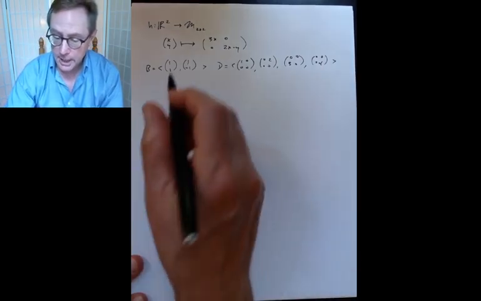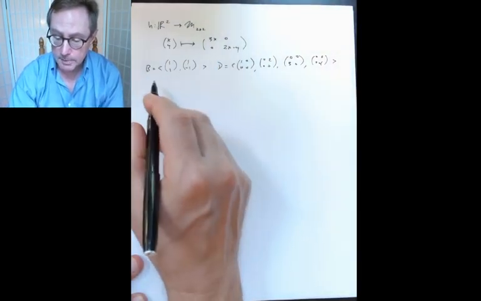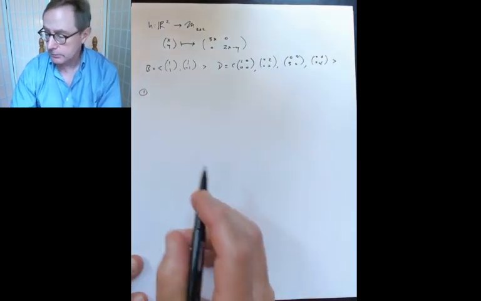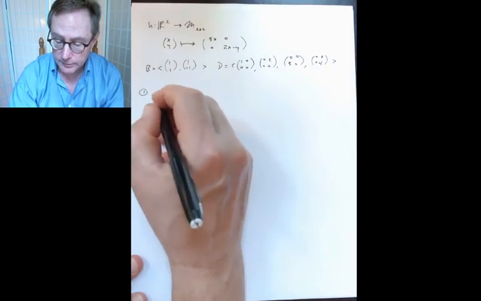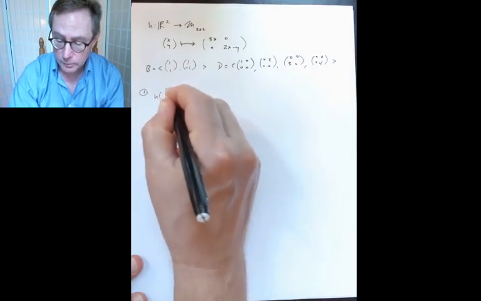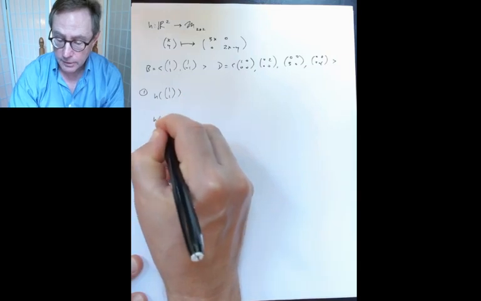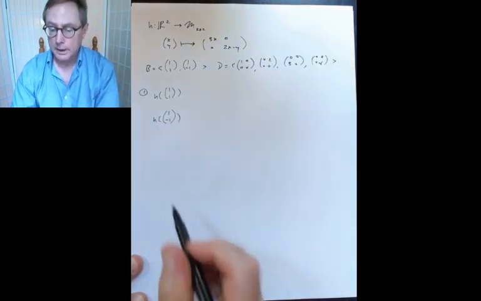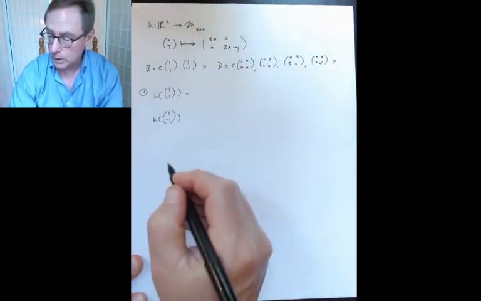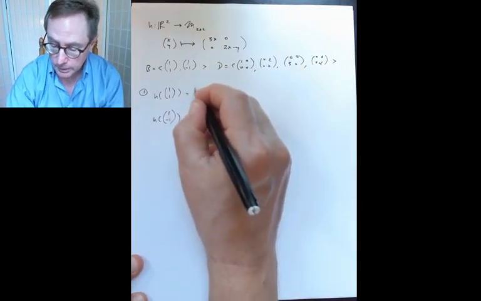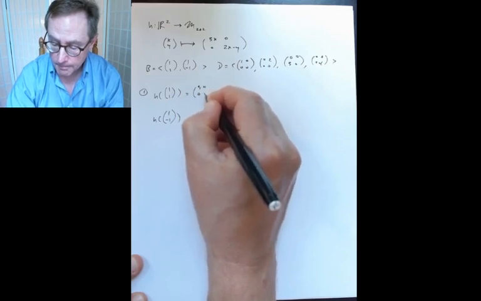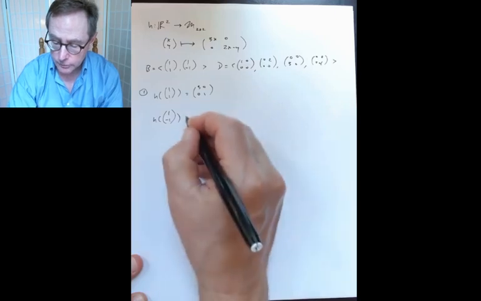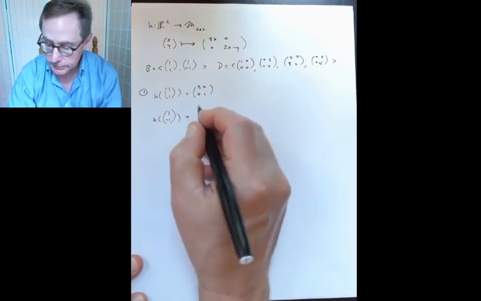Okay, so let's represent this map H with respect to these bases. The steps are, first of all, figure out what H does to each basis element. H does what to (1, 1), and H does what to (1, -1)? What H does to (1, 1) is it sends it to the matrix 3, 0, 0, 1, since 2 times 1 minus 1 is 1. And what does H do to (1, -1)? It sends it to 3, 0, 0, 3.